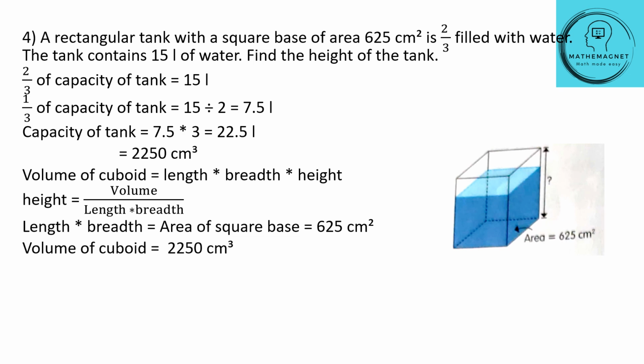So now the volume of the cuboid also we know. So height will be 2250 divided by 625, which is equal to 3.6 centimeters. So the unknown height of the tank is 3.6 centimeters.